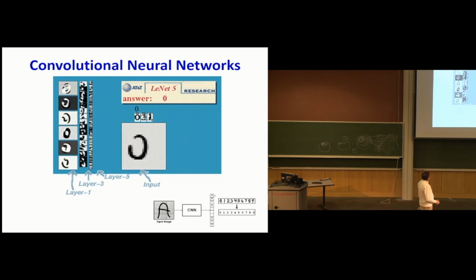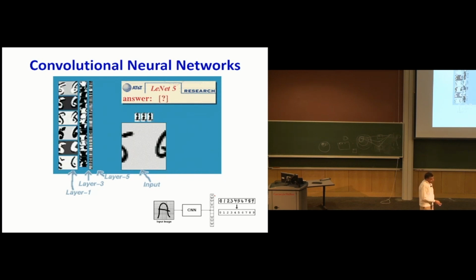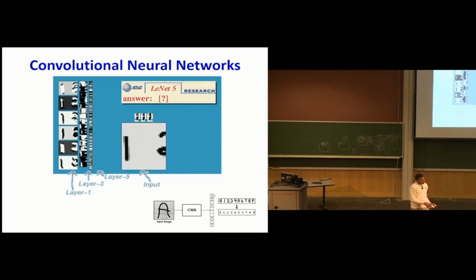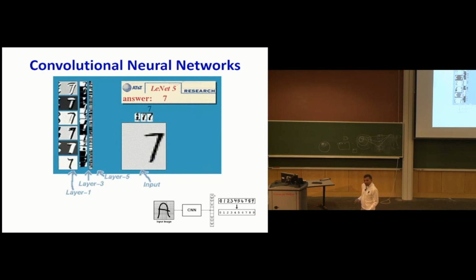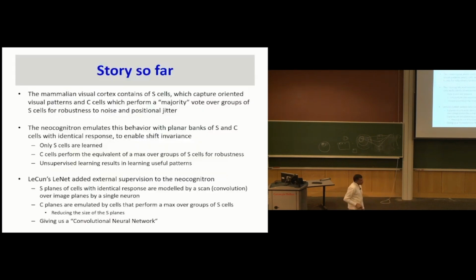He called this LeNet, and this is version 5 of LeNet. You can see that as the input comes in, now observe that this is also position invariant, because you're scanning the entire input, and this is kind of explaining the grandmother neuron behavior, right? Now, so the story so far, the mammalian visual cortex consists of S cells, which capture oriented visual patterns, and C cells, which perform a majority vote over groups of S cells for robustness to noise and to jitter.